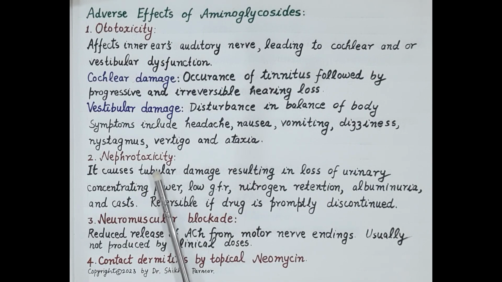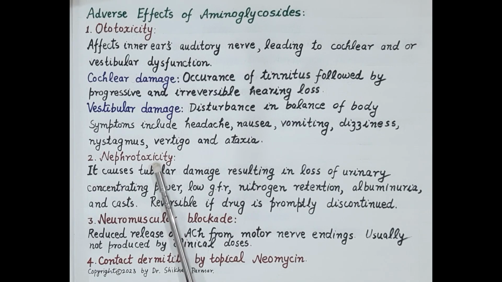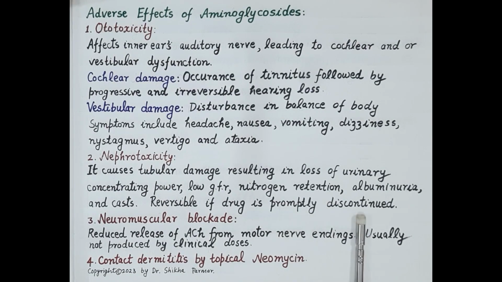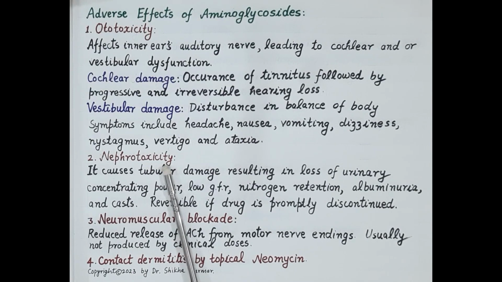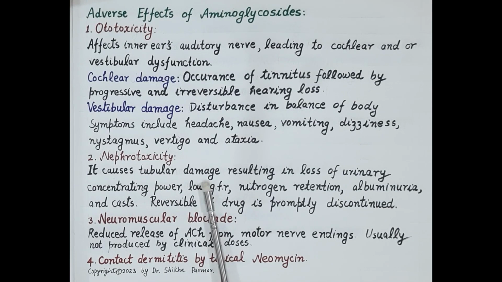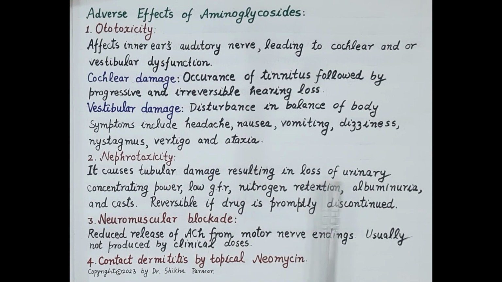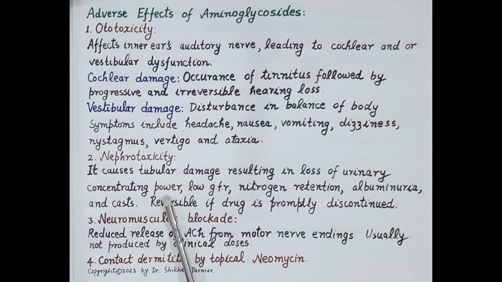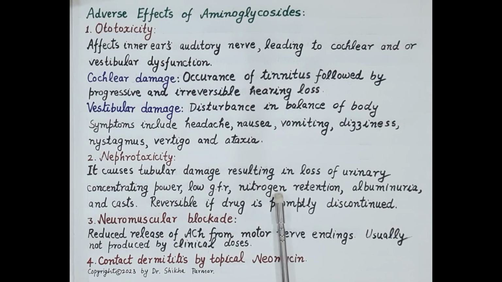Now, another serious adverse effect of aminoglycosides is nephrotoxicity. Unlike ototoxicity, which is irreversible, nephrotoxicity is reversible if the drug is promptly discontinued. Nephrotoxicity causes reversible tubular damage of the nephrons, and this results in the loss of urinary concentrating power of the kidneys, and in addition to this, it causes a low glomerular filtration rate. It results in nitrogen retention.